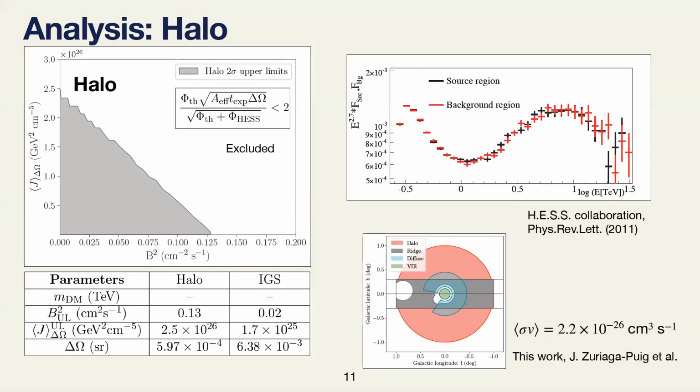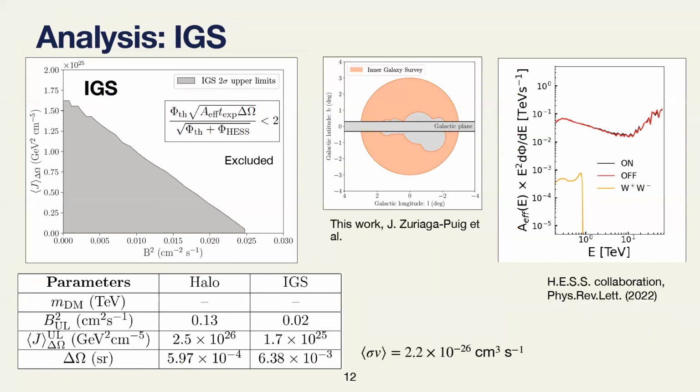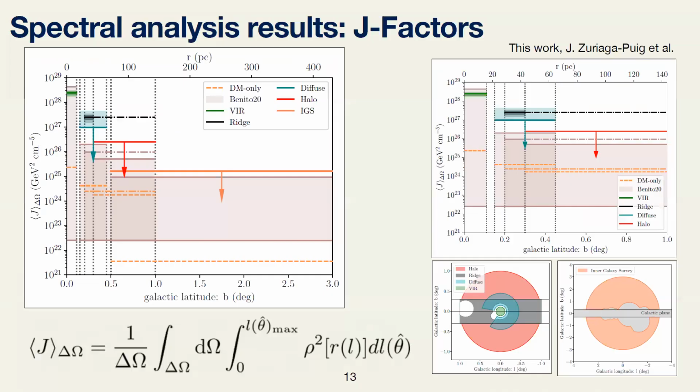Then for the halo and the IGS, the halo is this red region surrounding the rest of them. These H.E.S.S. collaboration papers basically said that the signal in the source and the background region is more or less the same. So in our case, we can only extract upper limits for the parameters. And indeed, this is what we have. These are the 2 sigma upper limits, this gray region here, and the rest of it is excluded. This is for the halo and for the IGS as well. This is the region that I'm calling IGS, this orange region.